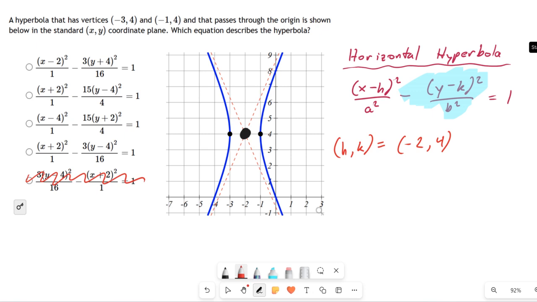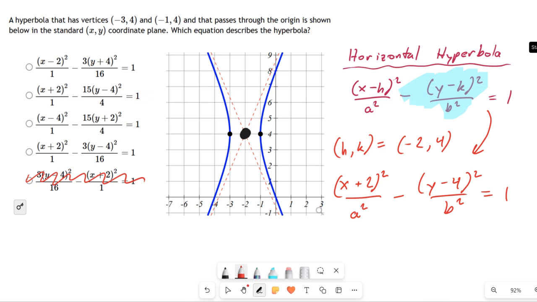The way you express that in this equation, remember, let's bring this equation down here and write it with those h and k values in it. That would be x plus 2, watch that sign flip, divided by a squared. I don't know a squared yet, we'll get to that. And then y minus 4 squared, divided by b squared, which I don't know yet, equals 1.